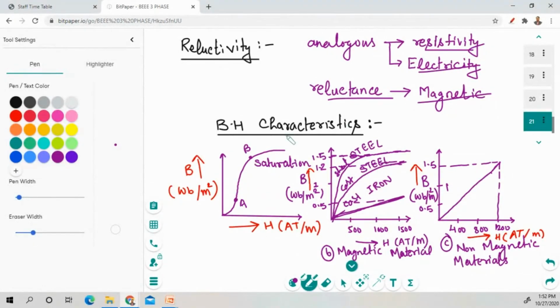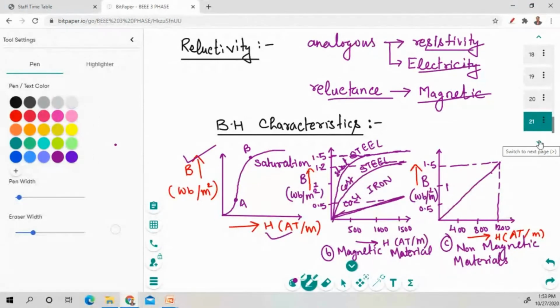Okay. In the last lecture, we have studied this BH curve. In this BH curve, we have defined H and B, as you can see right here. What is H and B? What is B? What is H? Write in the chat box. On one axis there is magnetic field intensity. So B is the density and H is the intensity.